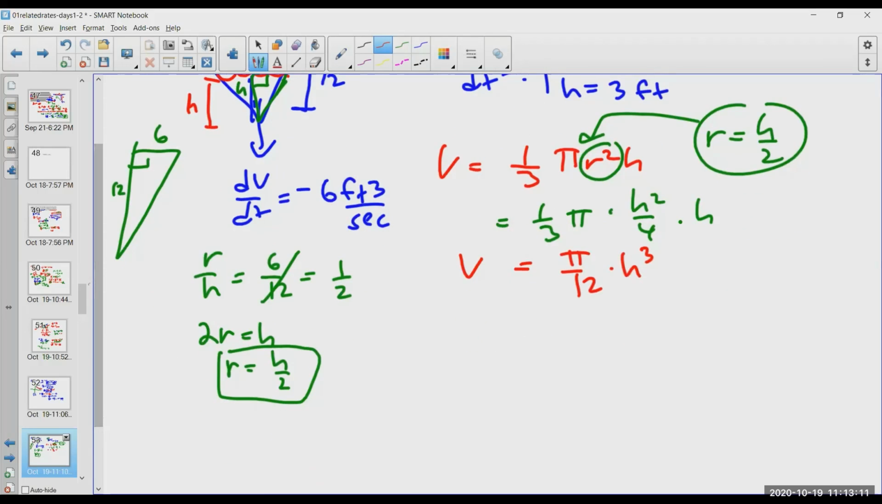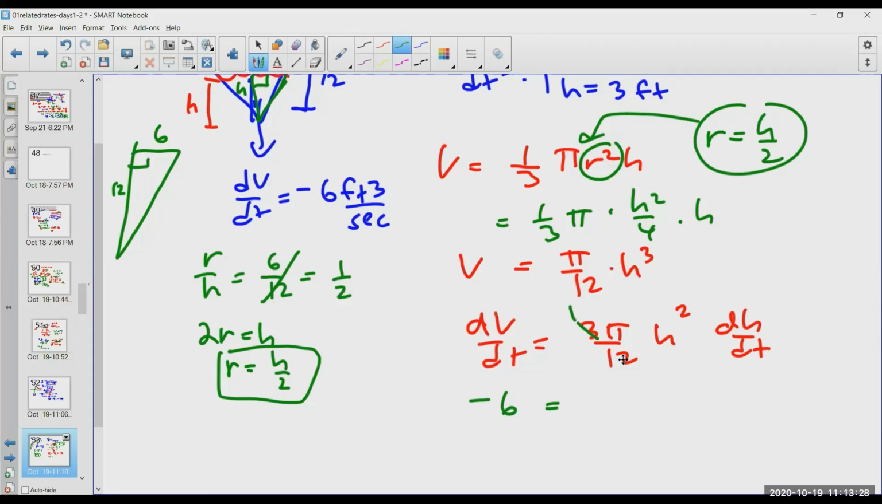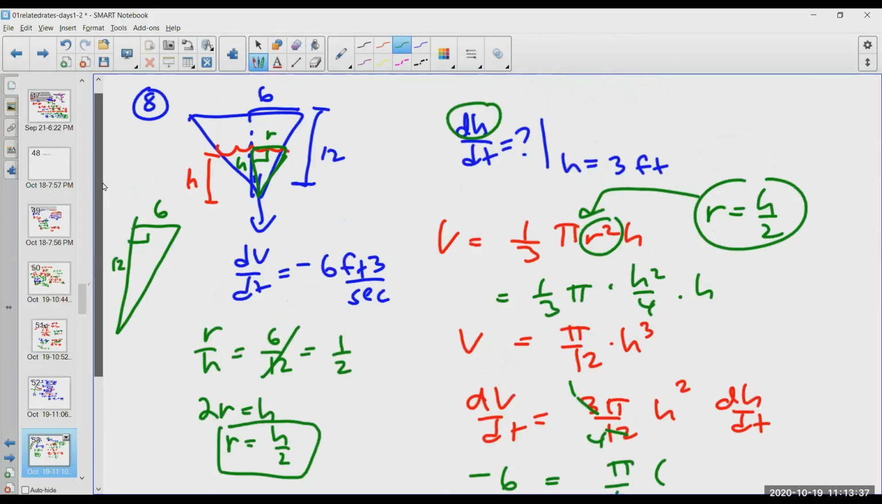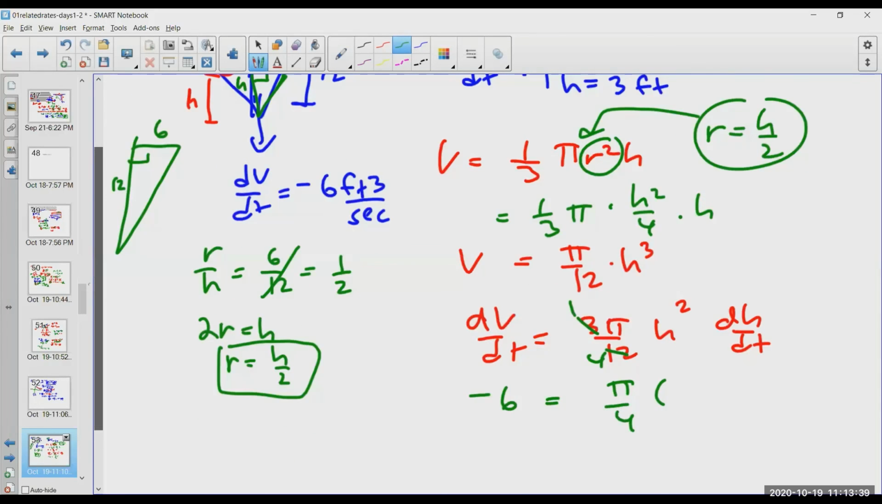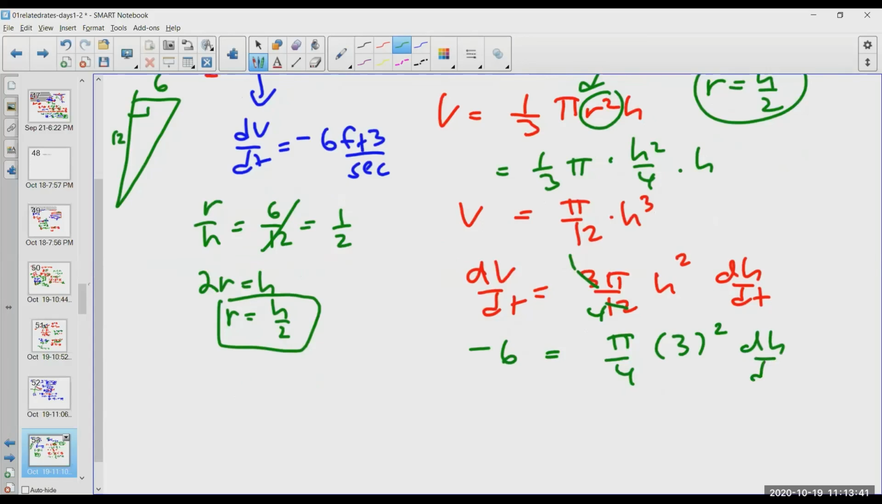The derivative of this is dV/dt is equal to 3 times pi over 12, H squared, take the power down by 1, but don't forget dH/dt. And at this point, I can just plug in. I know dV/dt is negative 6. This is actually pi over 4. Do I know my H at a moment in time? They must have told me. It's 3 at a moment in time. This is 3 squared. I need to solve for dH/dt.